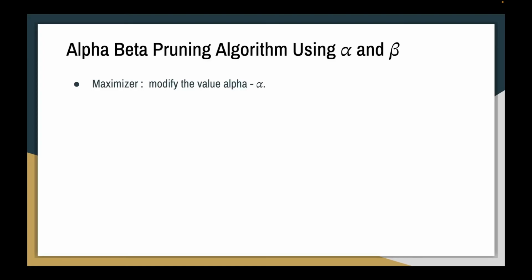Those conditions are: first, if the player is a maximizer, then modify the value of alpha. If the player is a minimizer, you need to modify only the beta value. When you have to prune, if the value of alpha is greater than or equal to beta, then the remaining tree can be pruned.